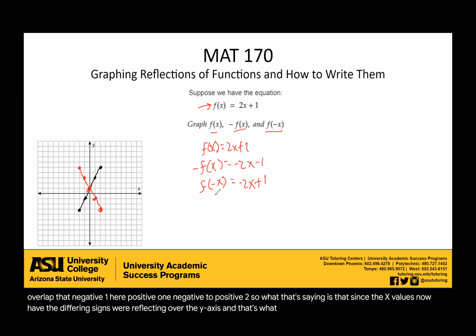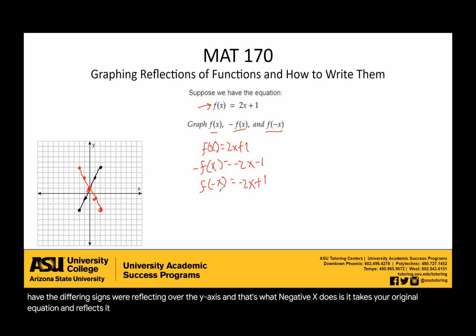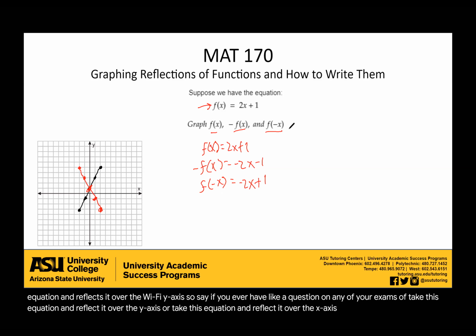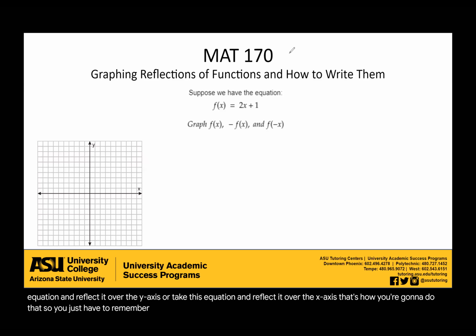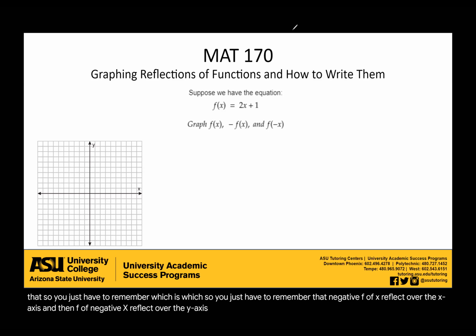And that's what negative x does: it takes your original equation and reflects it over the y-axis. So say if you ever have a question on any of your exams of take this equation and reflect it over the y-axis, or take this equation and reflect it over the x-axis, that's how you're going to do that. You just have to remember which is which. Negative f of x reflects over the x-axis, and f of negative x reflects over the y-axis. So hopefully that was able to provide you a good overview of this concept.